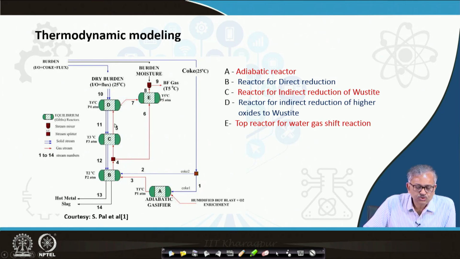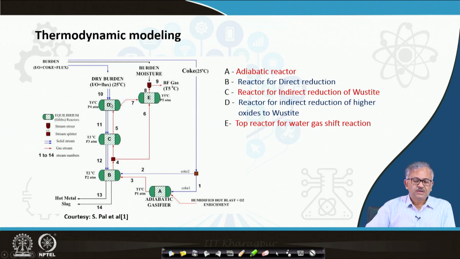So, this is basically CO plus CO2. CO plus CO2 will attain here. Obviously, the CO-CO2 ratio in this reactor will be 1.3, and then the moles of CO and CO2, whatever that composition is, you can detect from this reactor, and that will join here, and the wustite will come and join the C reactor, and this D reactor is basically for higher oxide reduction.